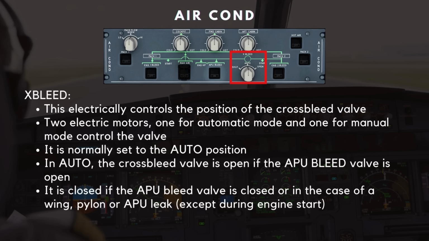Next up is the crossbleed selector. This electrically controls the position of the crossbleed valve using two electric motors, one for automatic mode and one for manual mode. It is normally set to the auto position. In automatic mode, the cross-bleed valve is open if the APU bleed valve is open. It is closed if the APU bleed valve is closed, or in the case of a wing, pylon, or APU leak, except during engine start.